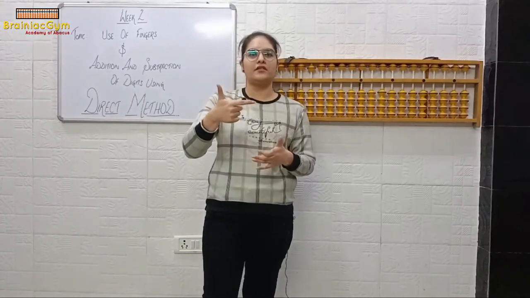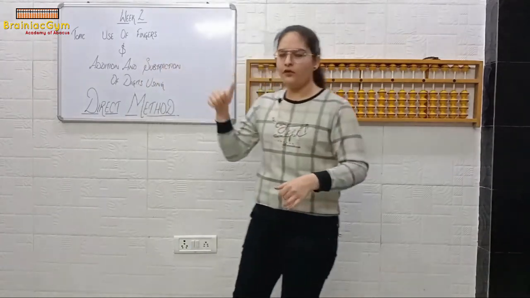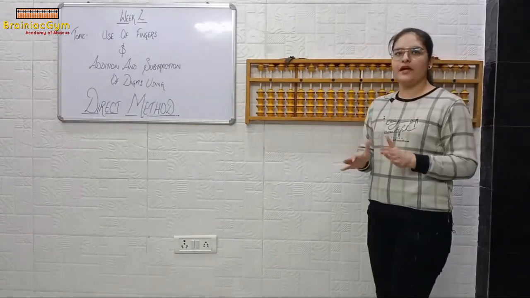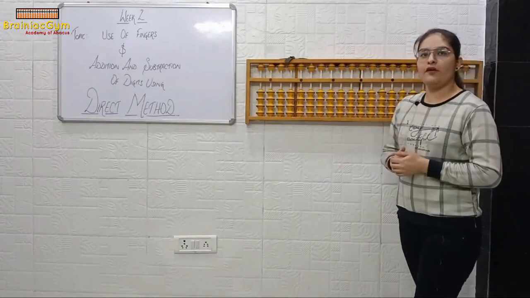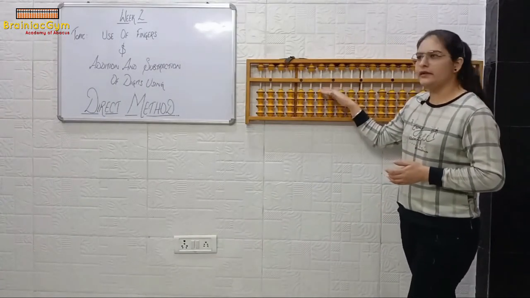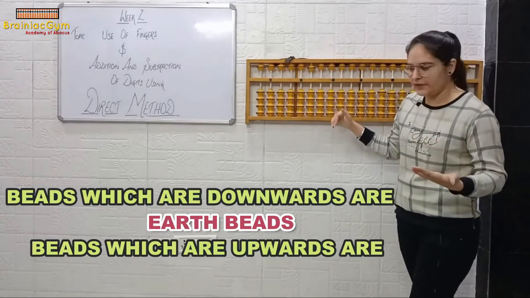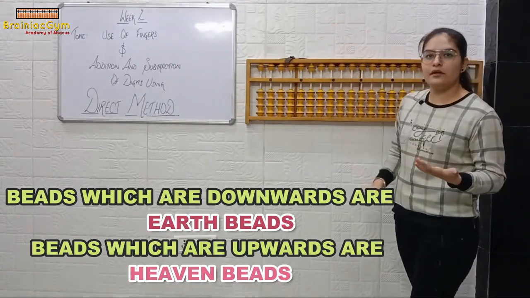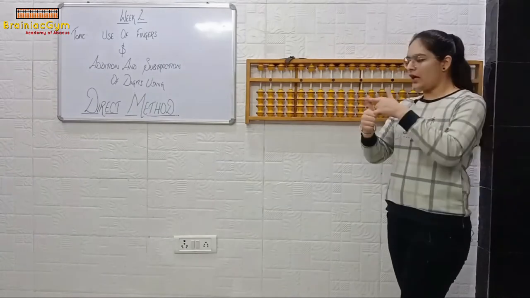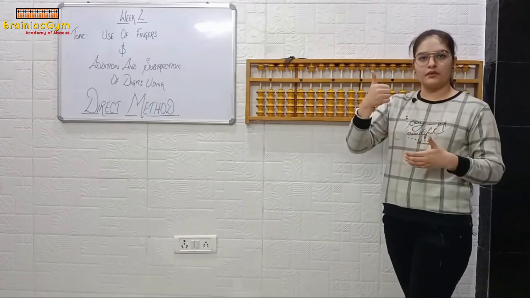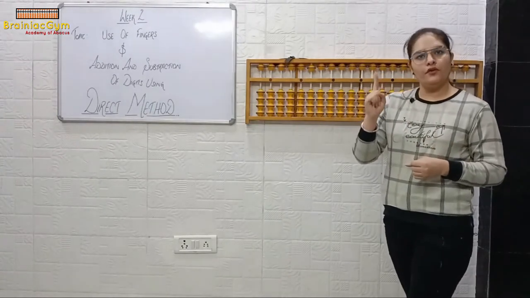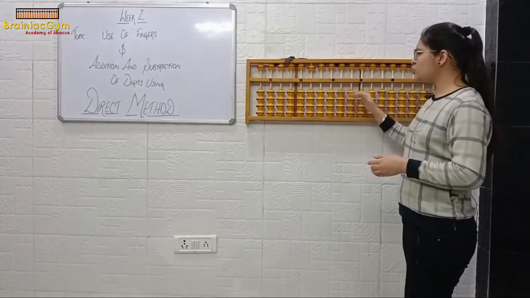Ab aage chalte hain ki hum beads ko up down kaun se finger se karenge. Clear? Now just focus here. In the first session, I have told you that the beads which are downwards are earth beads and the beads which are upwards are heaven beads. Ab hum thumb and finger use karenge. So let's understand ki kaun si bead ko hum thumb se up down karenge aur kaun si bead ko hum finger se up down karenge.